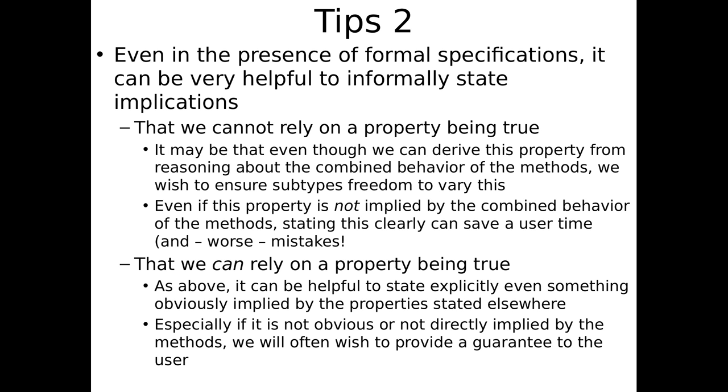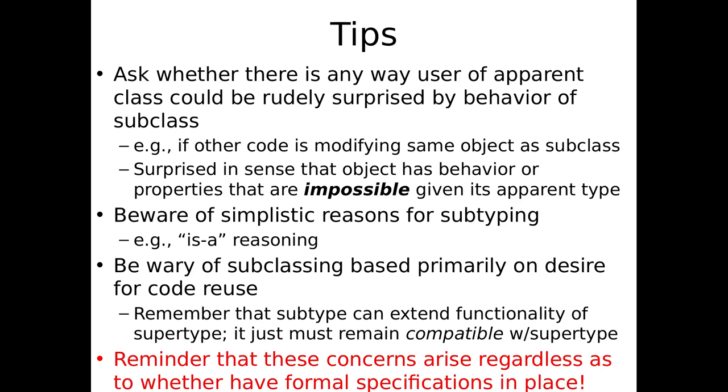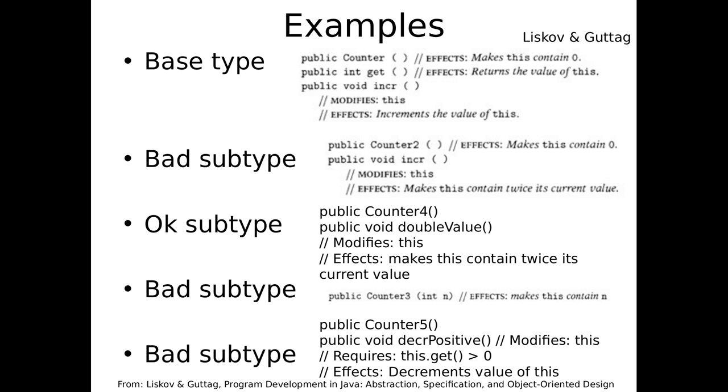Now, by the way, with formal specifications, it can be very helpful to state what things you can conclude and what you can't. If you want to create a counter where you want to give the freedom to create subtypes that don't adhere to it always going up, you want to give freedom to the subtypes to allow this, you could put in something saying, you know, users of this class should not count on it not declining.